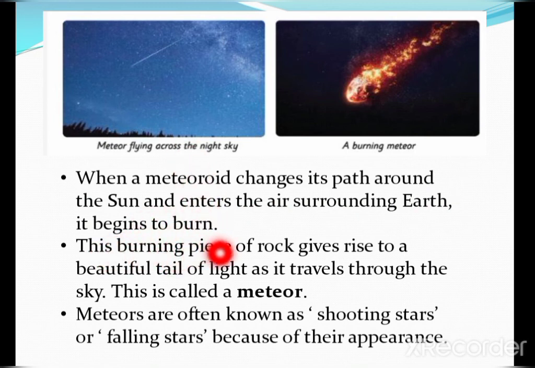This burning piece of rock gives rise to a beautiful tail of light as it travels through the sky. This is called a meteor. Meteors are often known as shooting stars or falling stars because of their appearance.